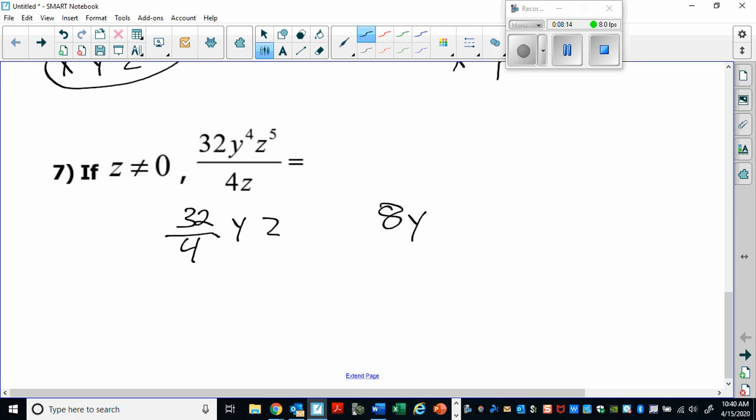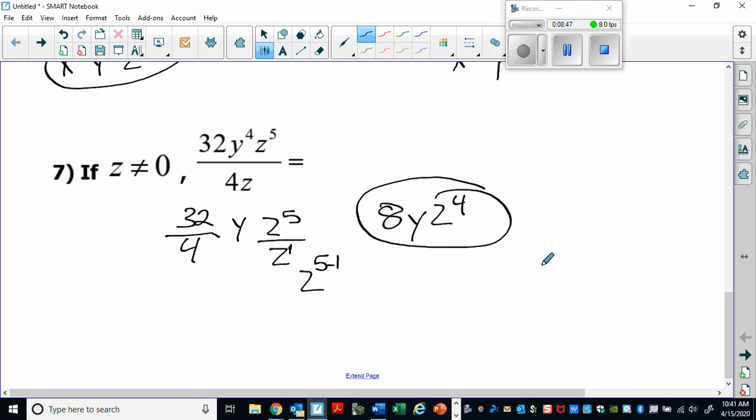Then we have z to the 5th divided by z. Well, what's the exponent of z? We don't see the exponent, but we know that it's a 1. So now we have 5 divided by 1. We are dividing, and when we divide, we subtract. So 5 subtract 1. We could write that as z to the 5 minus 1. That's going to give us z to the 4th power. That would be your answer there.